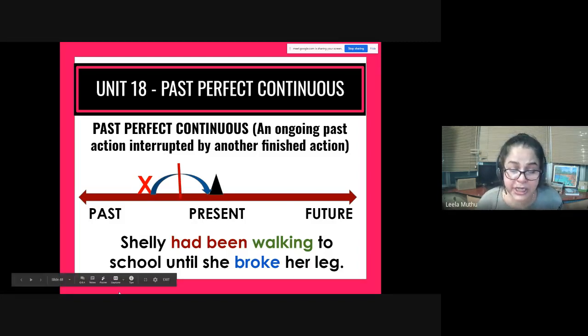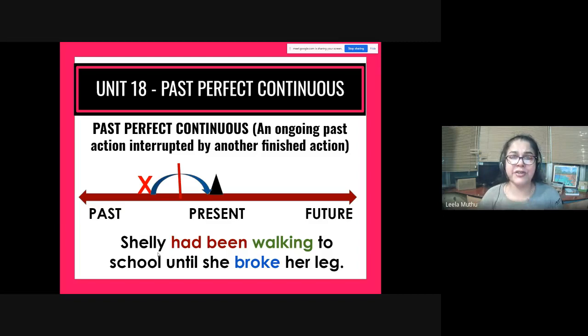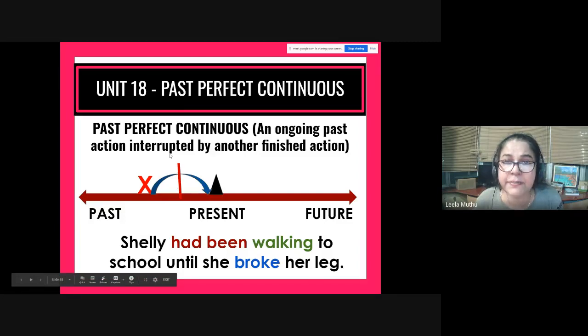Let's see. Shelley had been walking to school. She had been walking to school until she broke her leg. Now she is not walking to school. So past perfect continuous showed that she used to walk to school. She had been walking. The action was continuous until her accident. Okay. The red line here shows something that has interrupted something which would have continued. Okay, it would have been continuing.